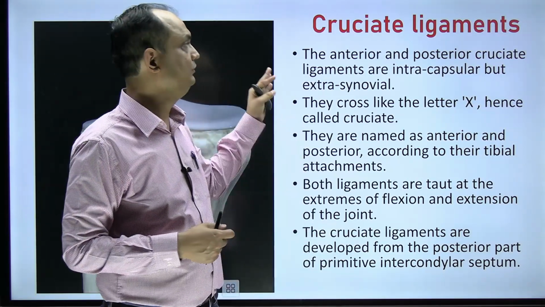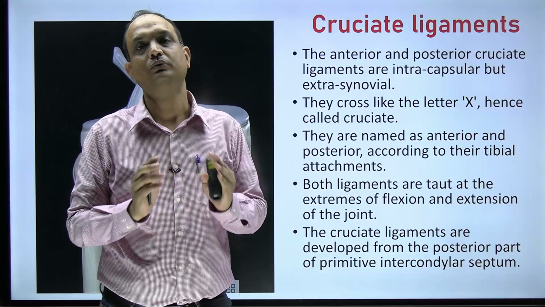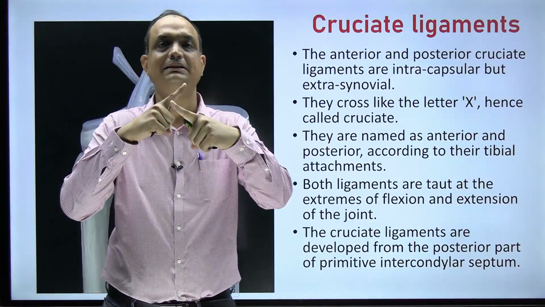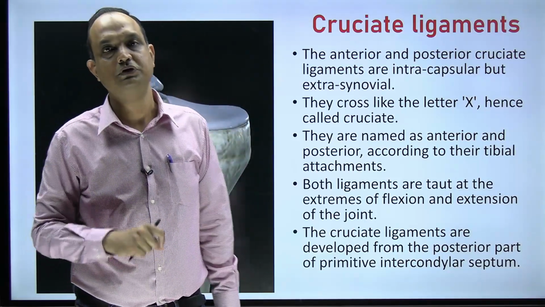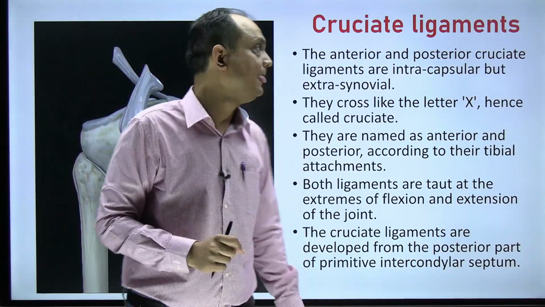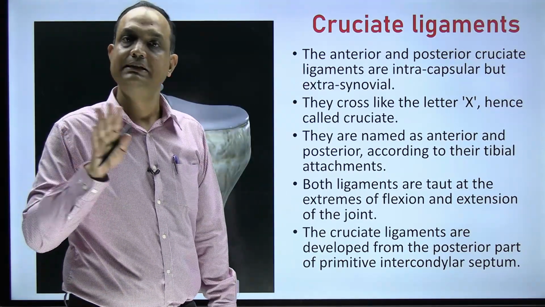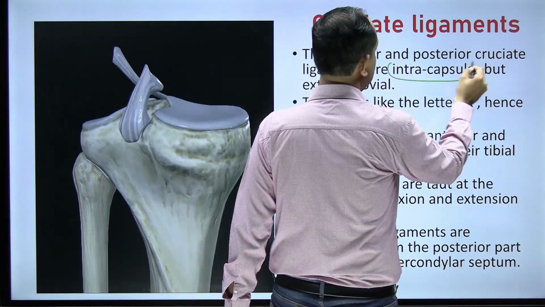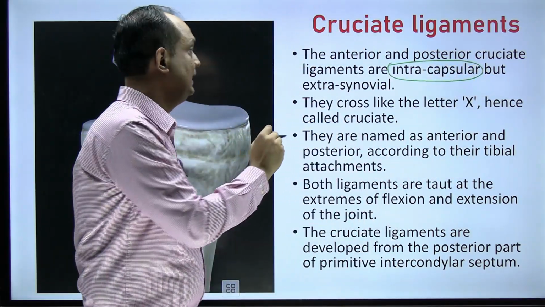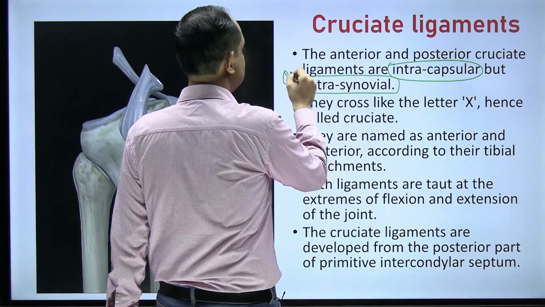Now as you open the knee joint capsule and enter inside, you will find two X or cross shaped ligaments, known as anterior and posterior cruciate ligaments. These anterior and posterior cruciate ligaments are present inside the knee joint, inside the capsule, so they are intracapsular, but they are extrasynovial. So what is the meaning of this word extrasynovial?